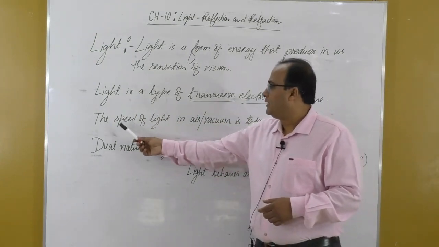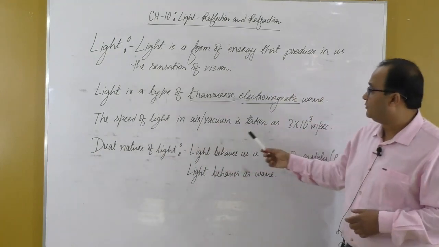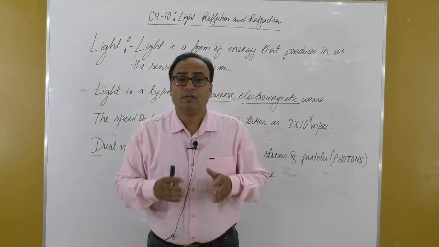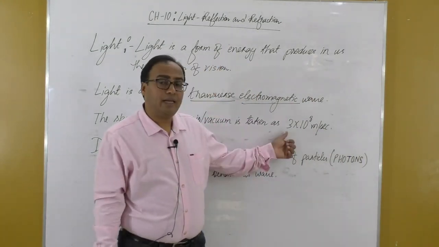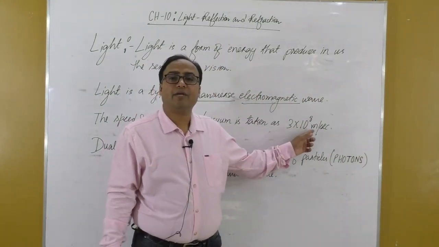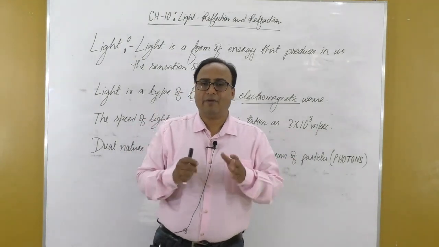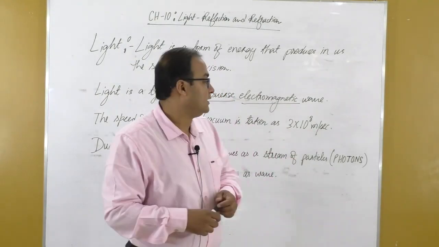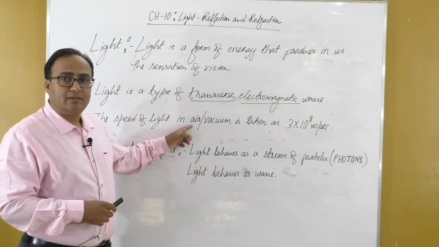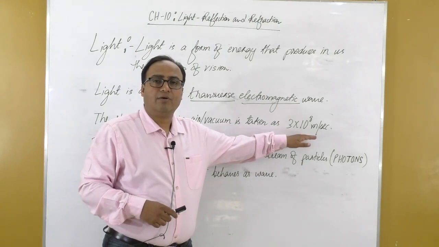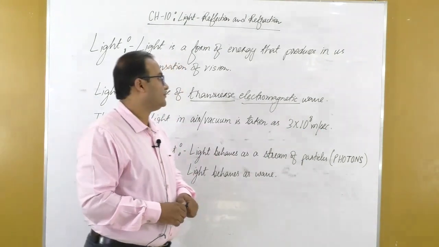Now the speed of light. The speed of light in air or vacuum is taken as 3 × 10⁸ meter per second. For convenience, in numericals it is taken as 3 × 10⁸ meter per second. But the speed of light in vacuum is slightly higher than the speed of light in air. But for convenience, it is taken as 3 × 10⁸ meter per second.